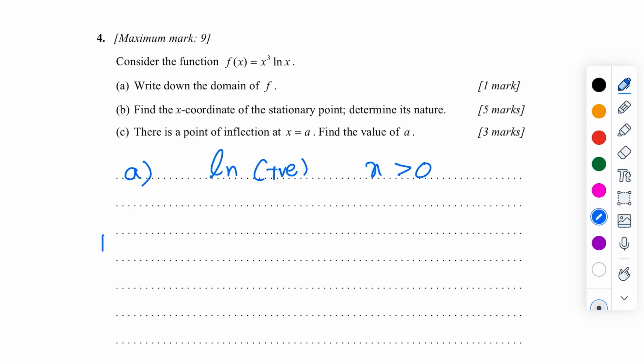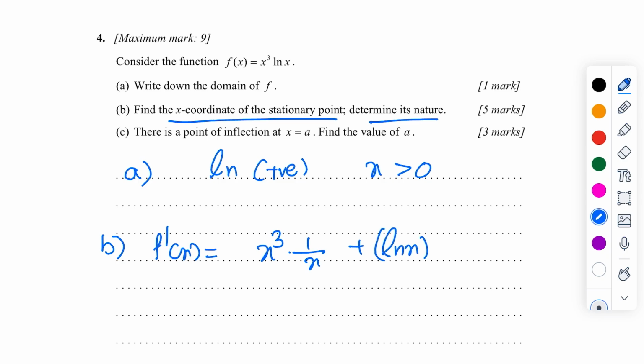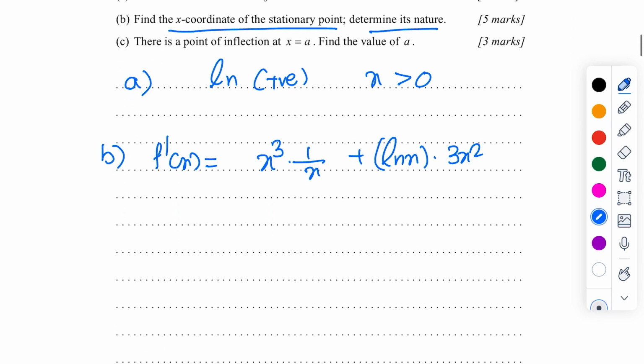Part B. Find the x coordinate of the stationary point and determine its nature. So for the stationary point, I'll find the first derivative: x cube times ln x, derivative of ln x is 1 upon x. Next, ln x times the derivative of x cube, which is 3x square. So I get x square plus 3x square ln x. It should be equal to 0.